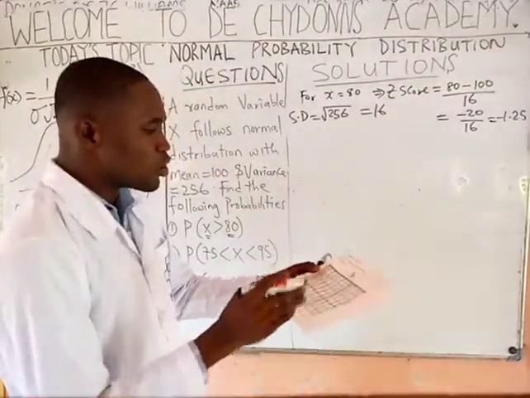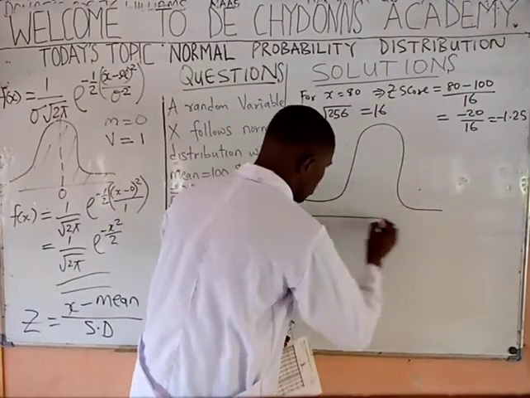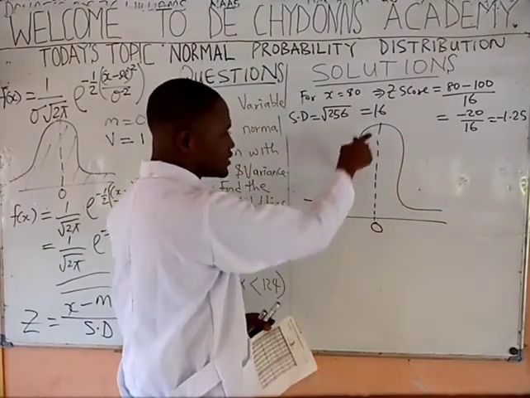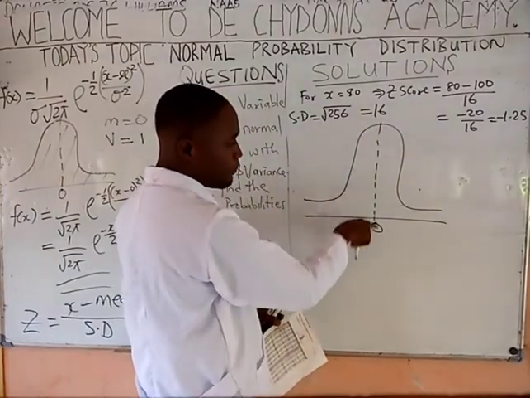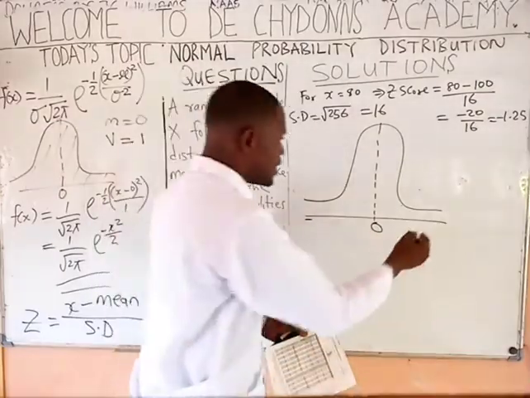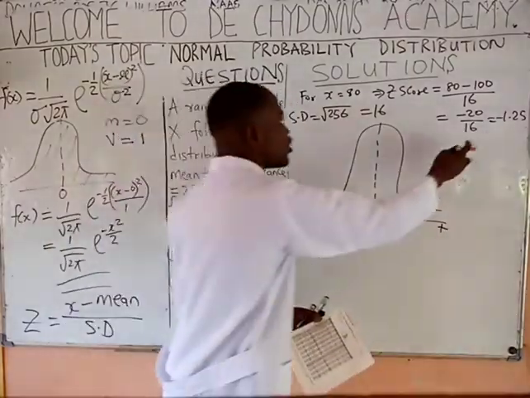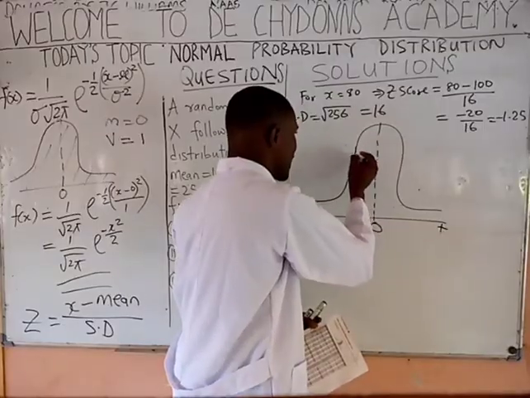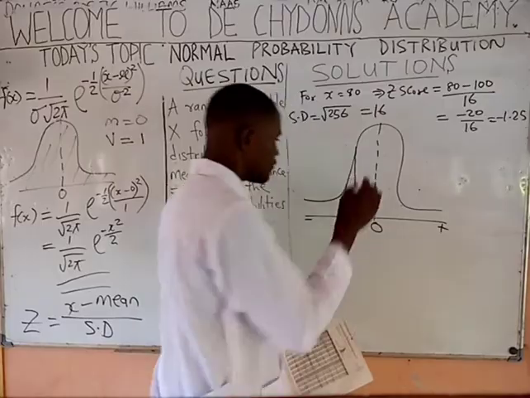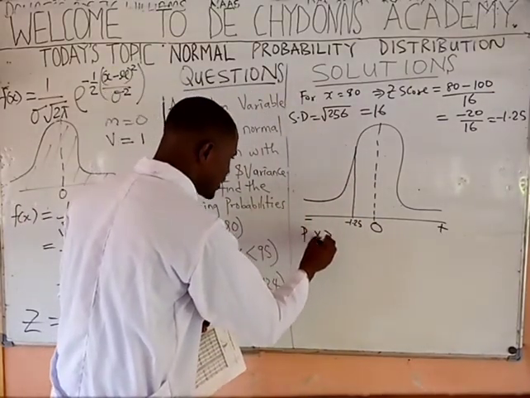So you can now locate it in your normal distribution table like this. Yes, the center is always 0. That is the mean, that is the location parameter. Here is negative on our number line, and here is positive, as we all know. Now, this minus 1.25 is located at the negative side. But the question is, get the probability of x greater than 80.